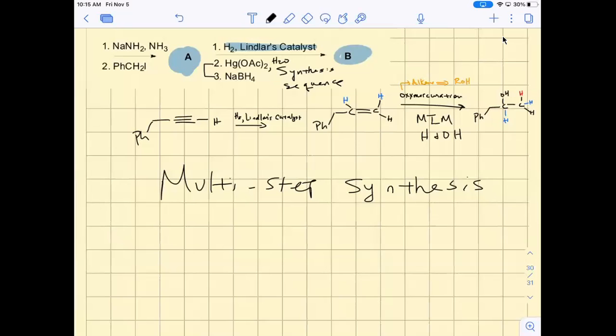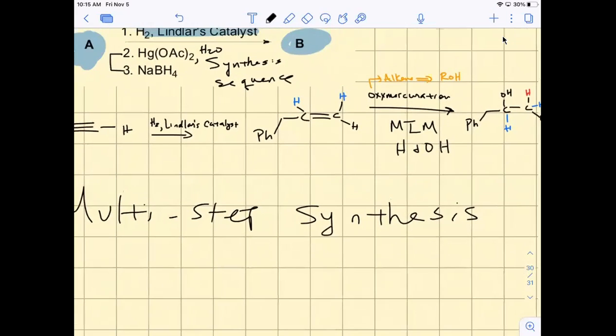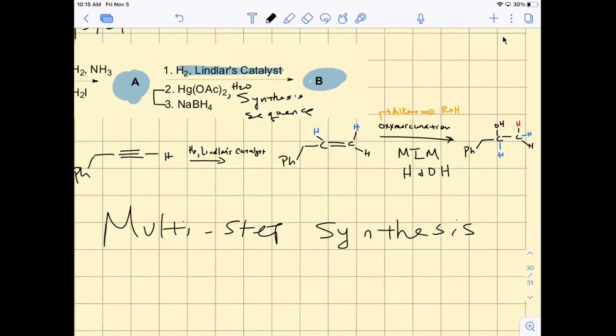Because the mechanism is how you get from point A to point B. But the synthesis is what transformation happens from point A to point B. So this is what we call a multi-step synthesis. First step was to reduce the alkyne down to the alkene. And then the second step was to do oxymercuration on the alkene to give you the alcohol.